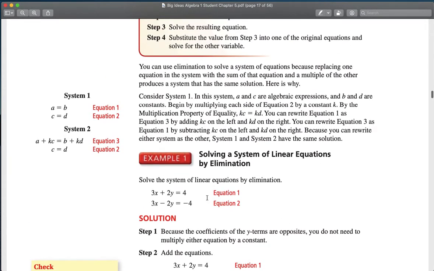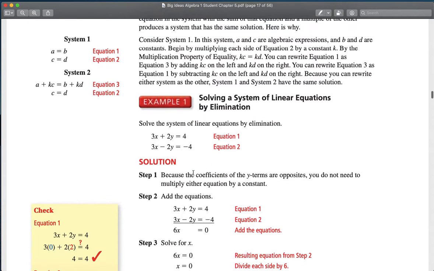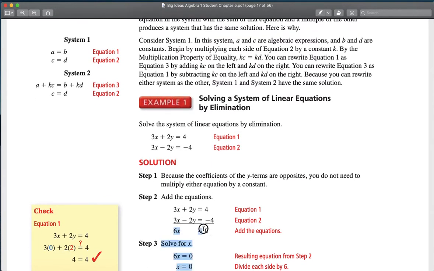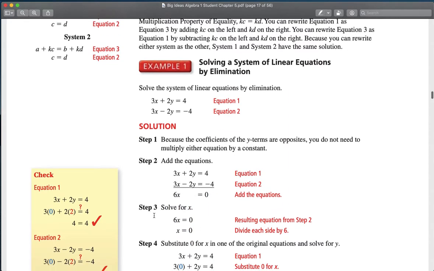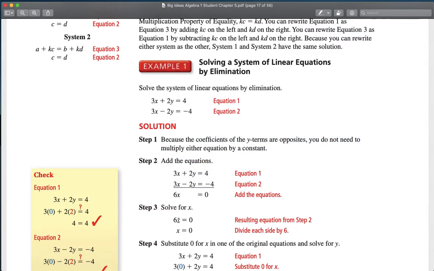So let's see the next step, which is step 3, solve the resulting equation. So we actually got a new equation from that. Can you see? 6x equals 0. So from this equation, we're going to solve for x, just exactly what step 3 told us to do. And you know in your head, you can do some mental math that 6 times some number equals 0. Well, that some number has to be 0, right?